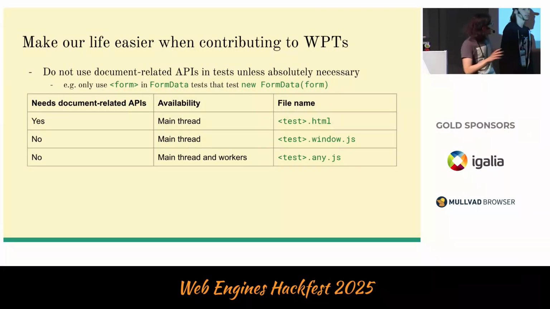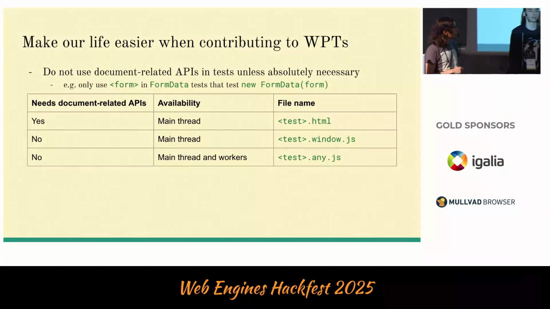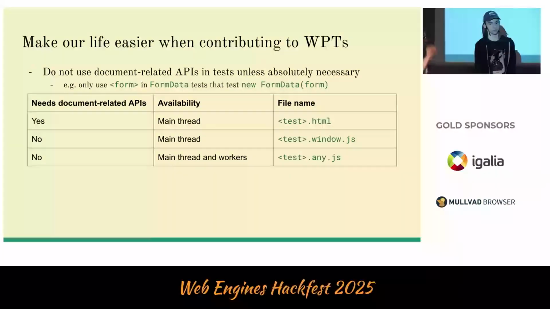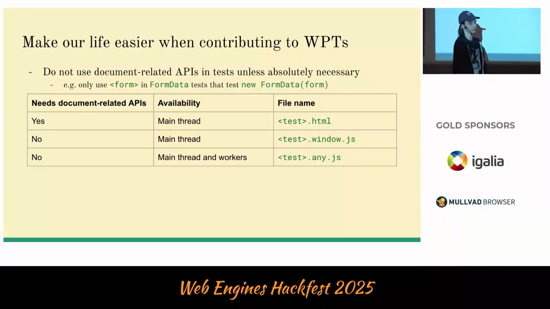And just to be clear, this is really helpful for browsers too. If you have tests that rely on the document API, even though they don't need to, that means they don't run in workers, service workers, or shared workers. And we have found multiple bugs so far in shipping browsers where they were exposing the wrong globals in workers and service workers, because they were not running some tests there, since they were .html files. So in general, if you do not need to use document APIs for testing something, do not use them. Make sure they run in workers and service workers too.